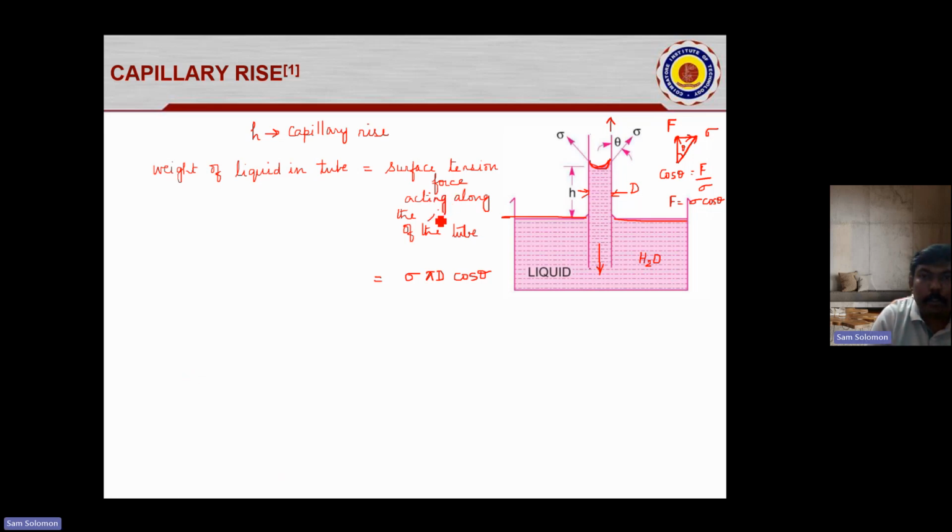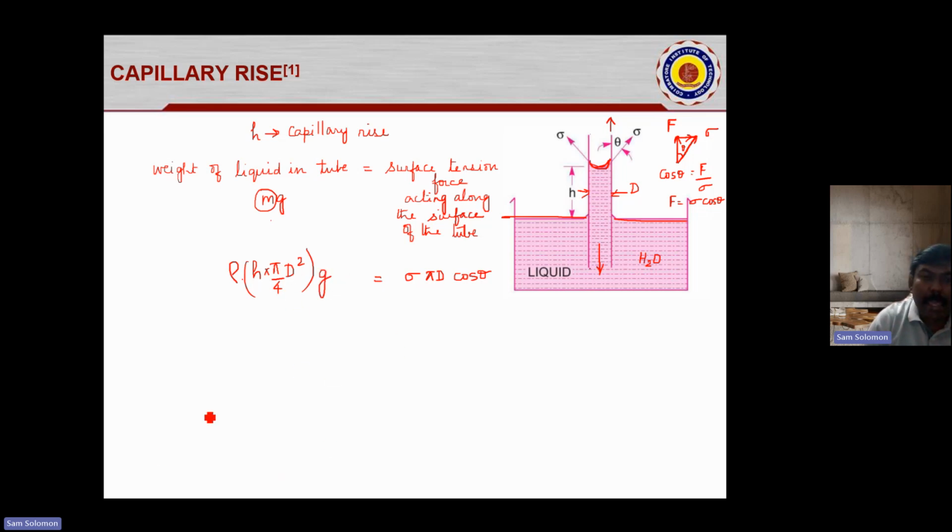So acting along the surface of the tube. What is the weight of the liquid in the tube? That is usually denoted by mass times acceleration due to gravity. And what is this mass? That is going to be the density of the fluid multiplied by the volume of the fluid, the volume of the fluid in this particular pipe. That is h multiplied by pi by 4 d squared. So pi by 4 d squared into h would give me the volume. So rho into v will give me mass, and this has to be multiplied by g.